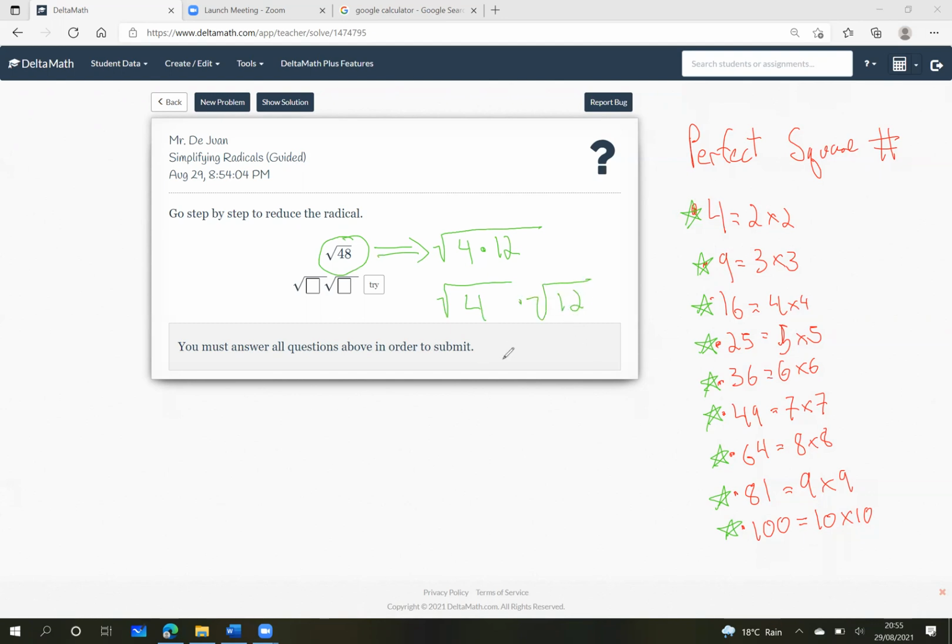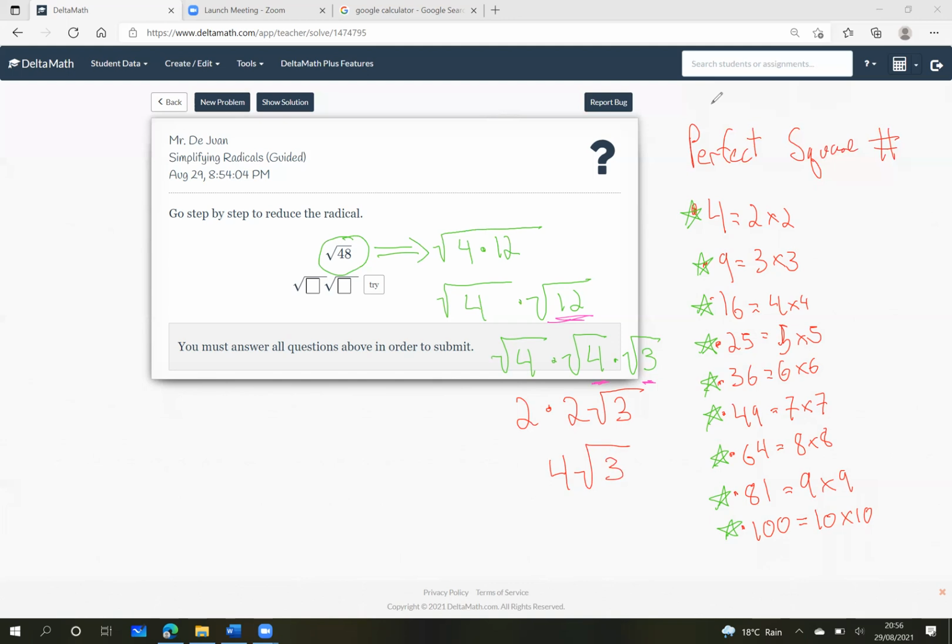But 12 can be simplified even more. The square root of 4 times the square root of 4 times the square root of 3. Why did I do that? Because 12 is made up of 4 times 3. Now that we have that, the square root of 4 is 2, the square root of 4 is 2. The square root of 3 can't be simplified, so we have to keep it there. But 2 times 2 is going to give us 4 square root of 3.